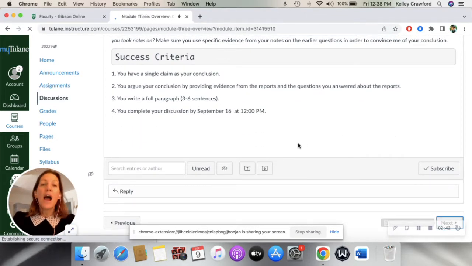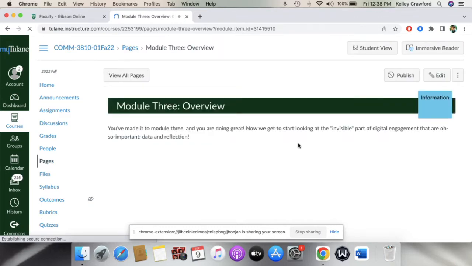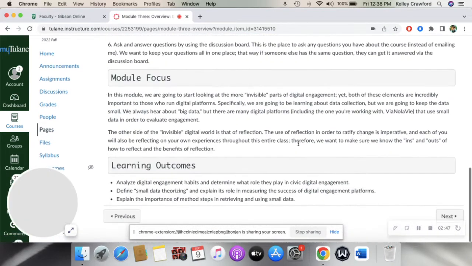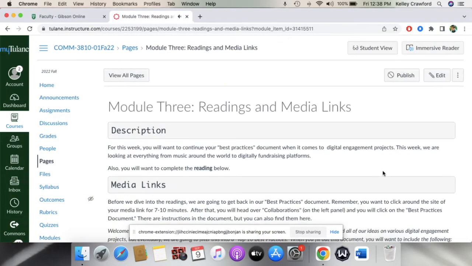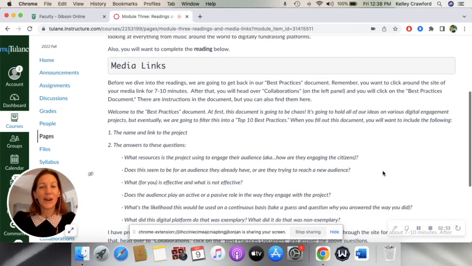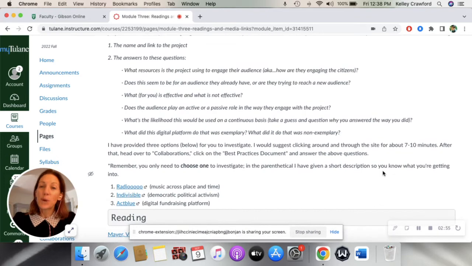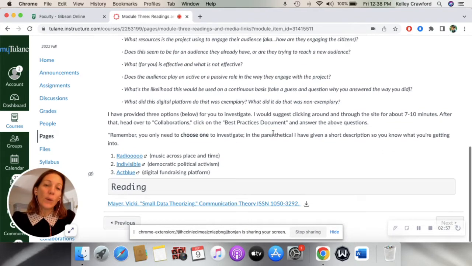All right. After you get done, we are going to move into the overview, just like always, right? This one, we are looking at the invisible. So we are looking at the concepts of the invisible digital worlds. I know it seems like a paradox. Best practices this week, we are doing Radio 5 O's, Music Across Place and Time. Indivisible, which is democratic political activism, and ActBlue, which is a digital fundraising platform.